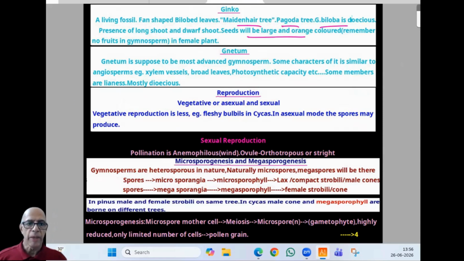Next is Gnetum. Gnetum is supposed to be the most advanced gymnosperm. Some characters are similar to angiosperms, for example, xylem vessels, broad leaves, photosynthetic capacity. Some members are lianas. Then mostly dioecious.